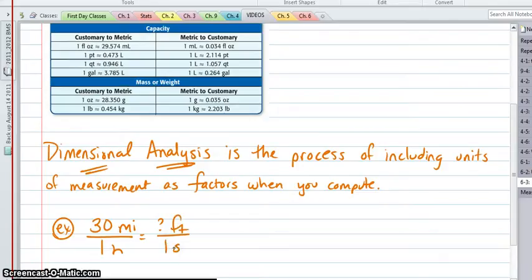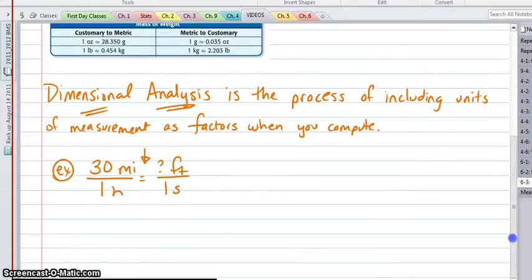The first thing you want to do is set it up just like I've done here. I have two unit rates, in fact: 30 miles per hour, and feet per second. And note that these are equal values. They're just two different ways to describe the same thing. So how many feet per second is this grizzly bear running? Well, the first thing you need to do is write down what you know. We are doing two conversions here. We are changing hours into seconds, and we are changing miles into feet.